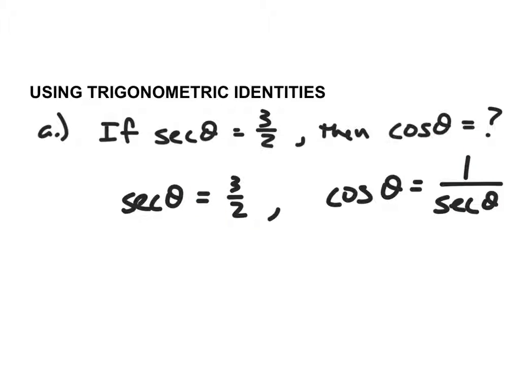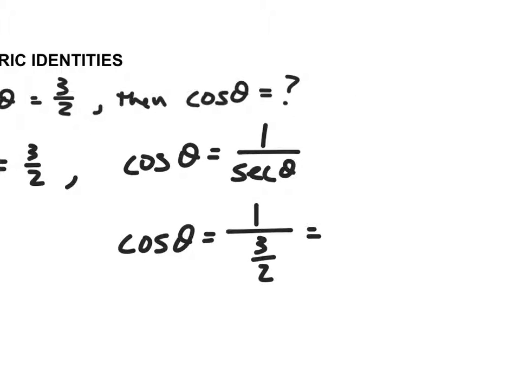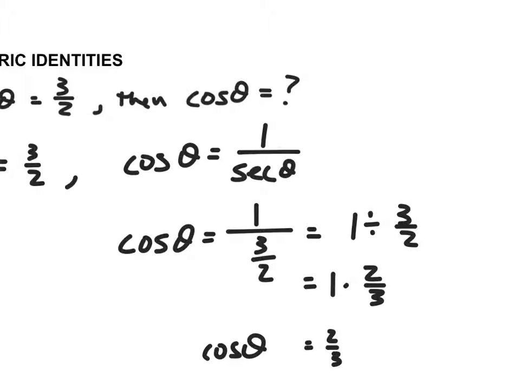If I know what secant of theta is, which is 3/2, I can substitute this value in for secant of theta, and I get 1 over, instead of writing secant of theta, what it's equal to, which is 3/2. And if I'm trying to evaluate what 1 divided by 3/2 is, that's really the same thing as 1 times 2/3. So I would just get 2/3, and that's what cosine of theta is. That's one way of doing it, and that one's pretty simple, I think, to find cosine of theta in this case.